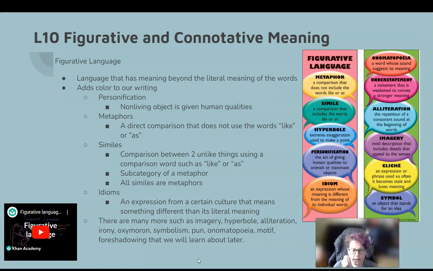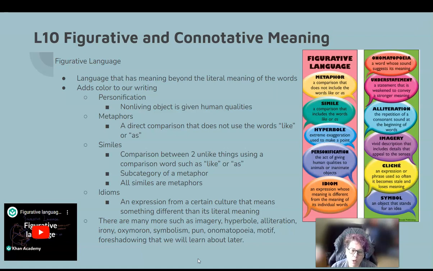We also have idioms, and an idiom is an expression from a culture that means something different than its literal meaning. Okay, so we could say this is a piece of cake. Not literally meaning it's a piece of cake, I'm meaning that it's easy, right? And that would be an example of an idiom.